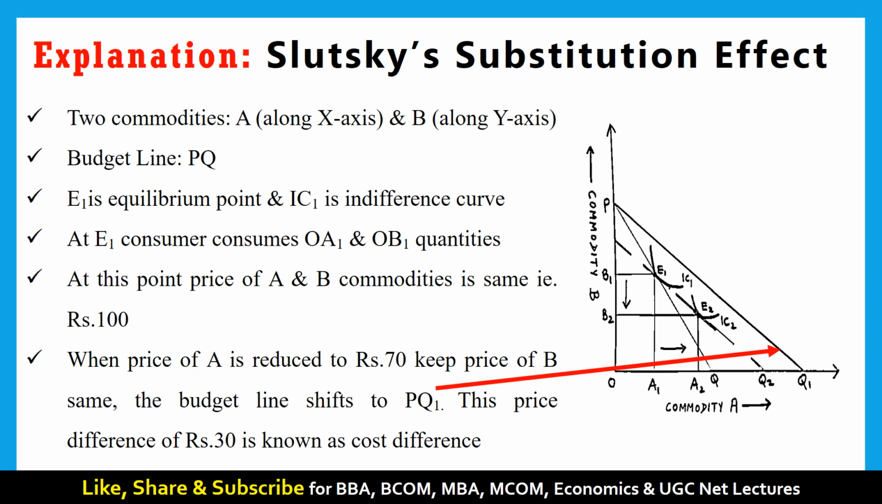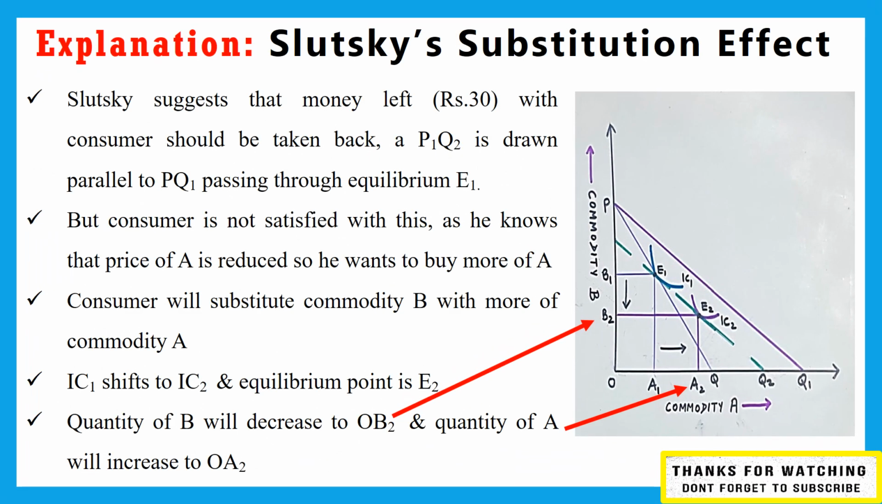Now let's assume that the price of both the commodities is the same, that is rupees 100, but after some time the price of commodity A is reduced to rupees 70, whereas the price of B commodity remains the same. So this reduction in price is also known as the cost difference. As the price of commodity A is reduced, whereas the price of commodity B remains the same, the budget line shifts. Now Slutsky suggests that the money left with the consumer, that is rupees 30, which is known as the cost difference, should be taken back.